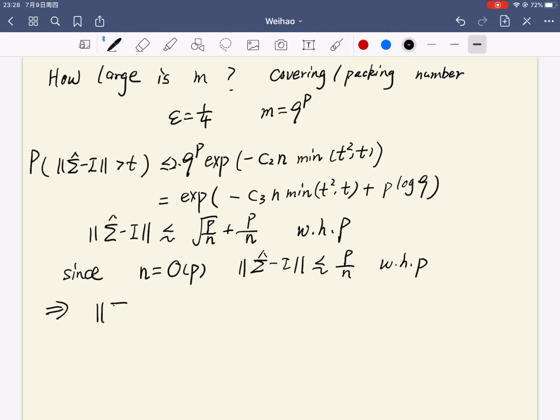That is to say, this is equal to big OP of 1 plus P over N, and using the assumption N equal to big OP again, we know the 1 can be dominated by P over N. So we prove the rate P over N as we want. Theorem 2 is done.